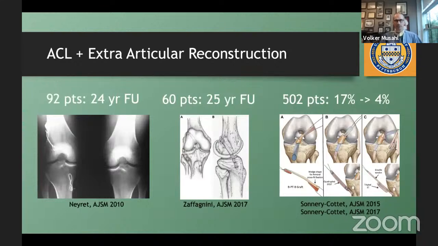Here are some outcome studies showing with lateral tenodesis. And you see it's not new. Philippe Neyret, also ISAKOS former president, published 24-year outcome with excellent outcome with very little OA. And he published that 10 years ago. And Stefano Zaffagnini published 25-year outcome and Bertrand Sonnery-Cottet also published many patients using the ALL reconstruction. So they all have very good outcome too.